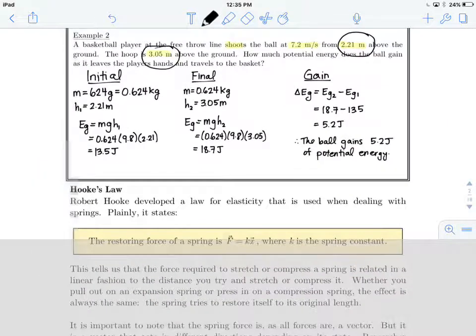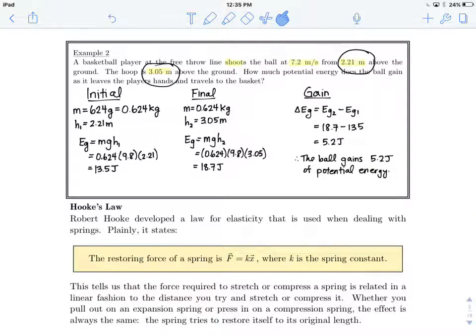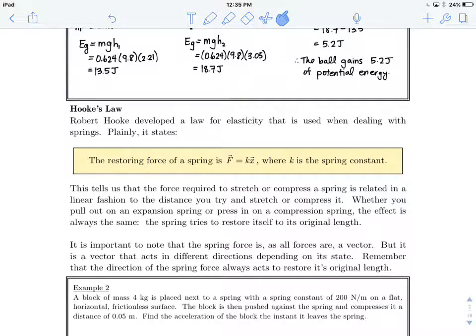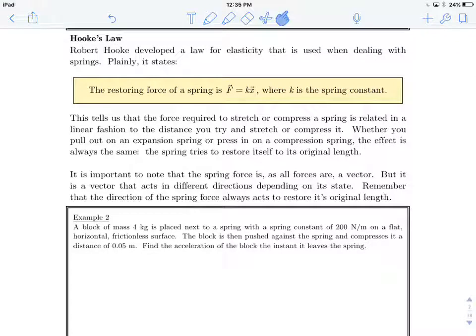And there we have it. All right, so this is a refresher on gravitational potential energy and how to solve some problems with that. Now let's look at Hooke's law, and we'll take a step into the new type of energy that we're looking at this year.